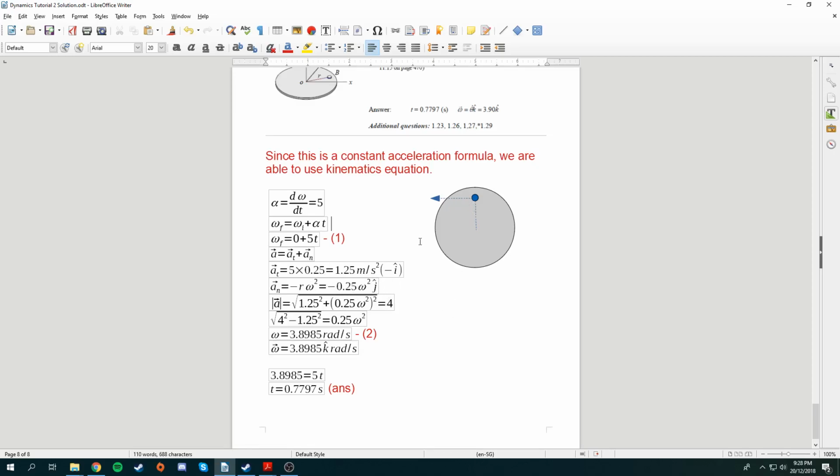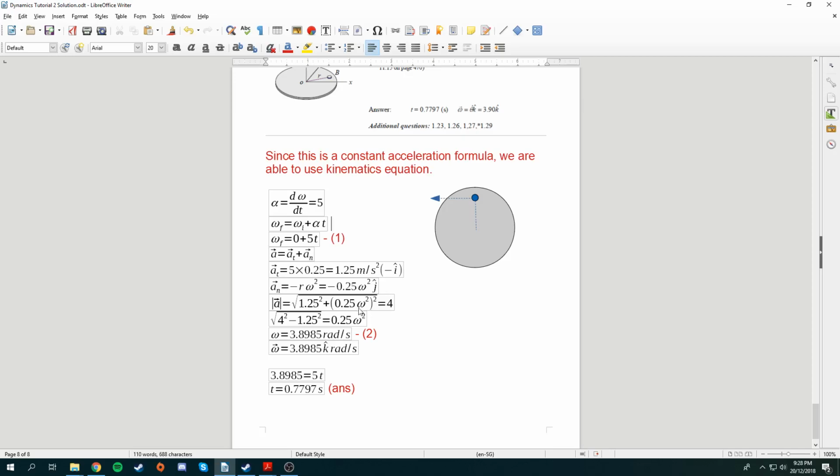Just to note that this is a pure circular motion, hence there's only tangential acceleration and the centripetal acceleration. If it's a curvilinear motion, there'll be a Coriolis acceleration and a linear acceleration, but you do not need to worry about that for now. We have yet to touch curvilinear motion.